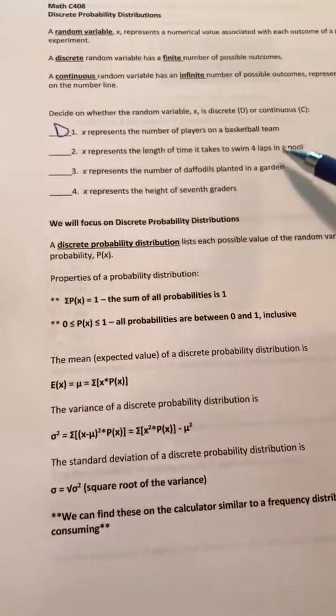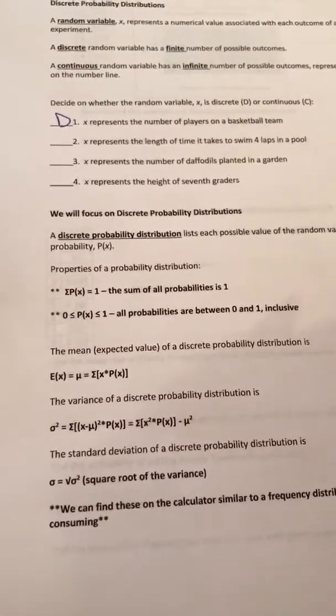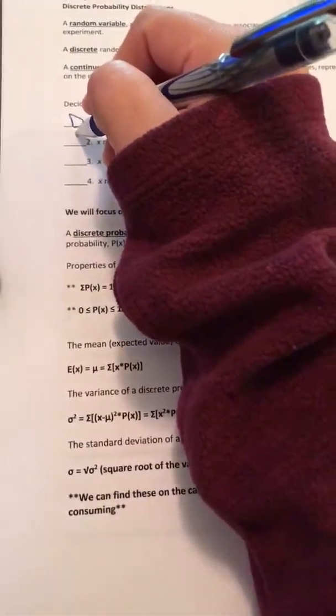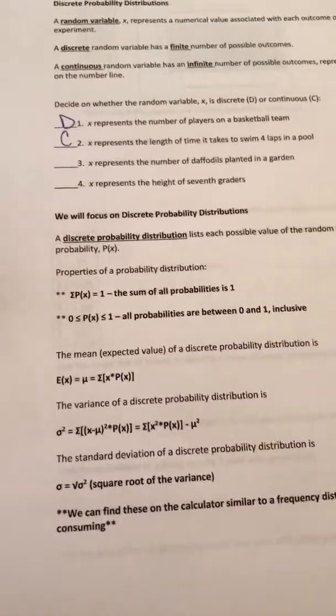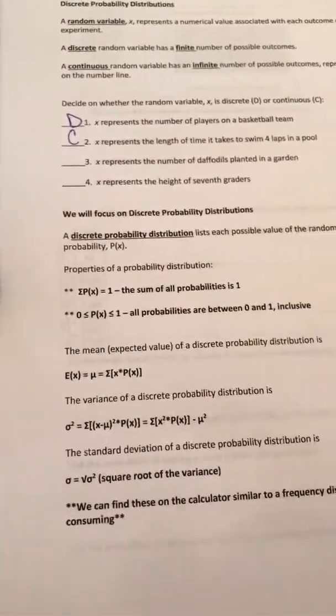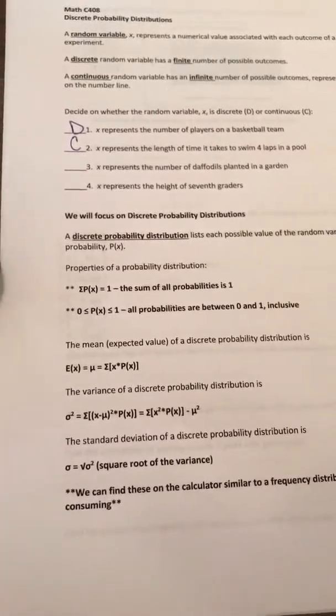Length of time it takes to swim 4 laps in a pool. Time is always continuous. It can be decimals. You can measure time in an infinite number of ways, so it includes the decimals. So that's how I remember it. If it can be decimals, it's continuous. If it's not, then it's discrete.